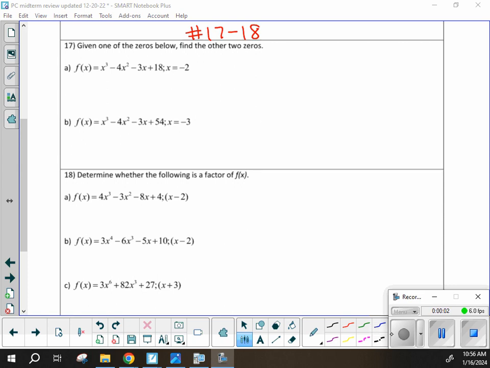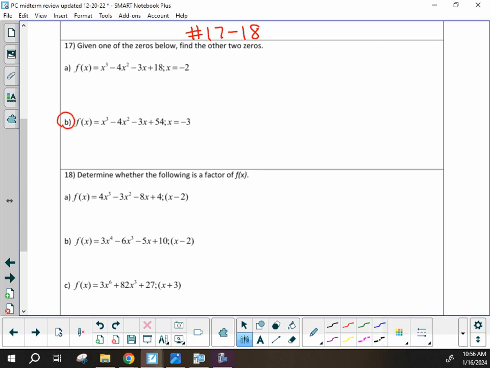Number 17 and 18 are asking different questions, but the work involved is very similar. So let's look at 17. Let's do B. It says, given one of the zeros below, find the other two zeros. Now, this is not really necessary. Well, it will be later in the problem, but I just want to list right away.